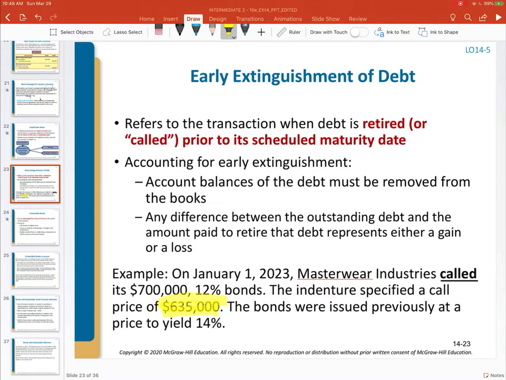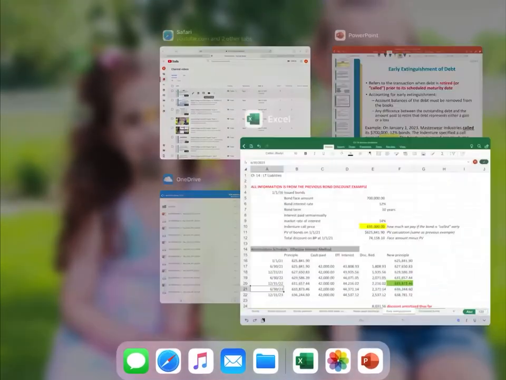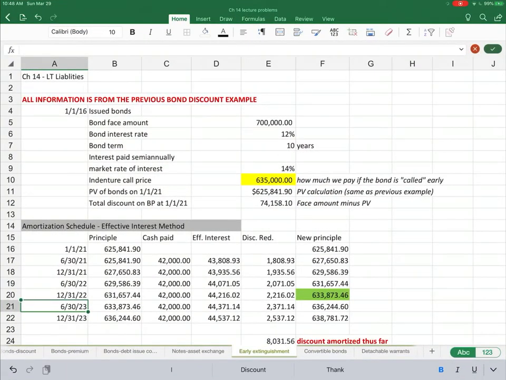We are instead going to agree, and this would have been set up in the original bond indenture, the original bond contract, that on January 1st, 2023, if we decide to retire on that day, we are going to pay $635,000 to our bond holders, to our bond investors. So here is all of the detailed information, and it's all the same information as the previous bond discount example.